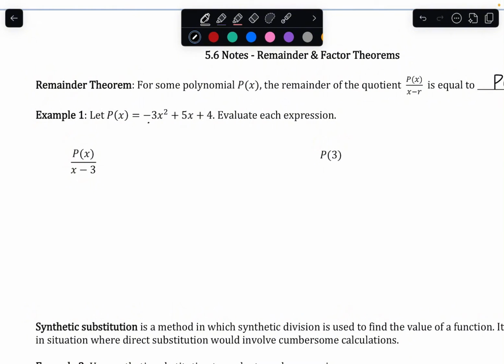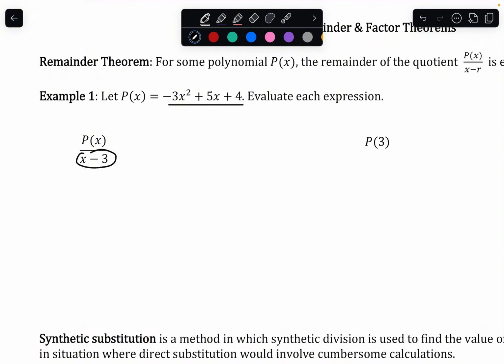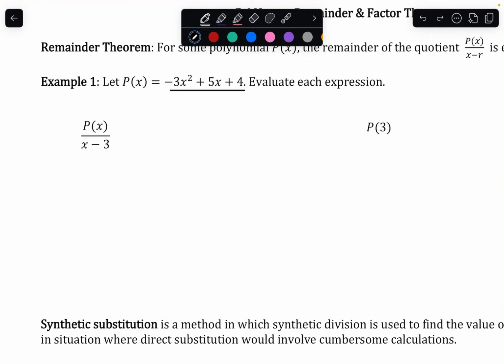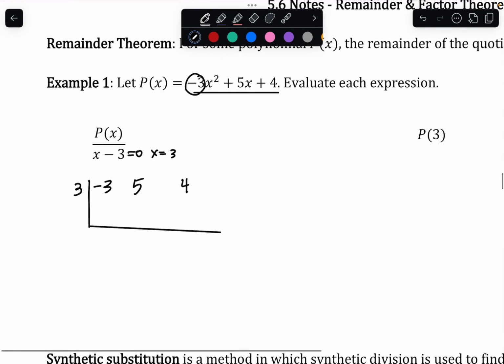And so here we're given a polynomial p of x equals negative 3x squared plus 5x plus 4, and we are going to divide it by x minus 3. Dividing that polynomial by x minus 3 using synthetic division, we would put the root of the divisor, and so the root of x minus 3 would be x equals 3. And then the coefficients of the polynomial we're dividing will go at the top. And so negative 3, 5, and 4, and we're not missing any terms. We have our x squared, our x, and then our constant.